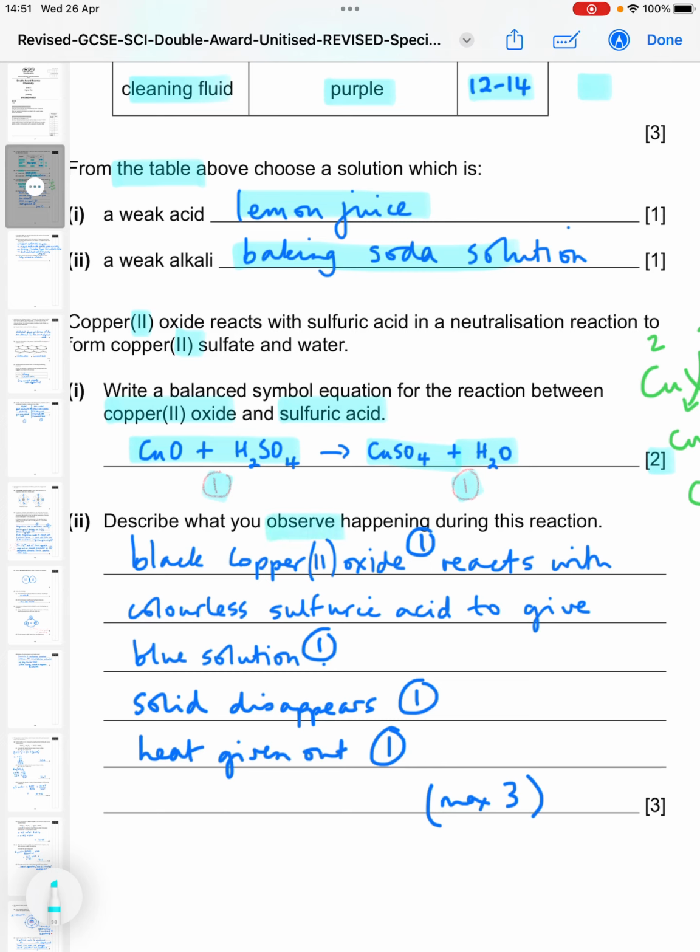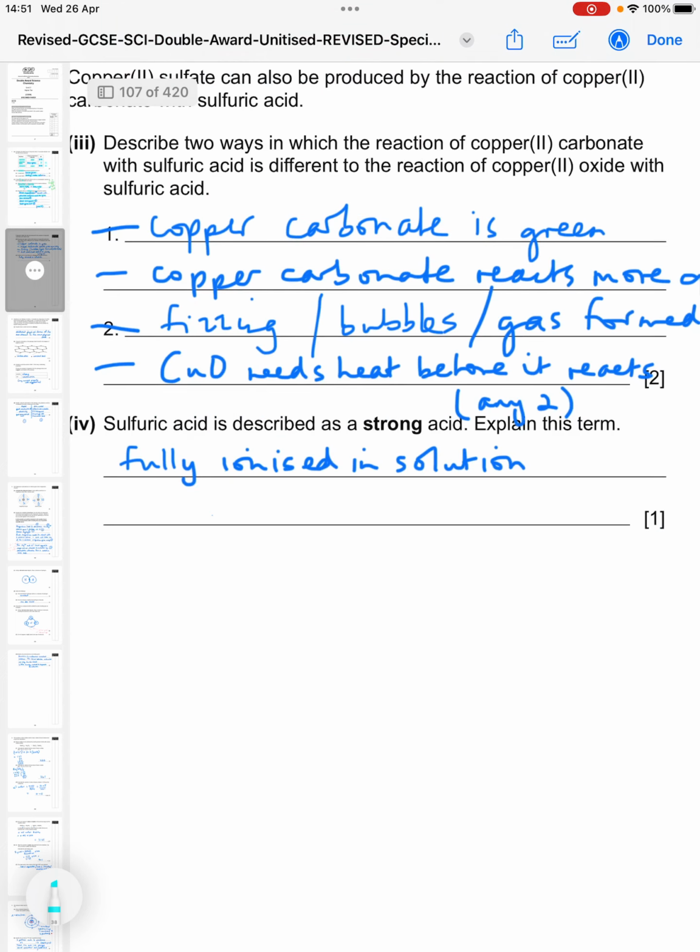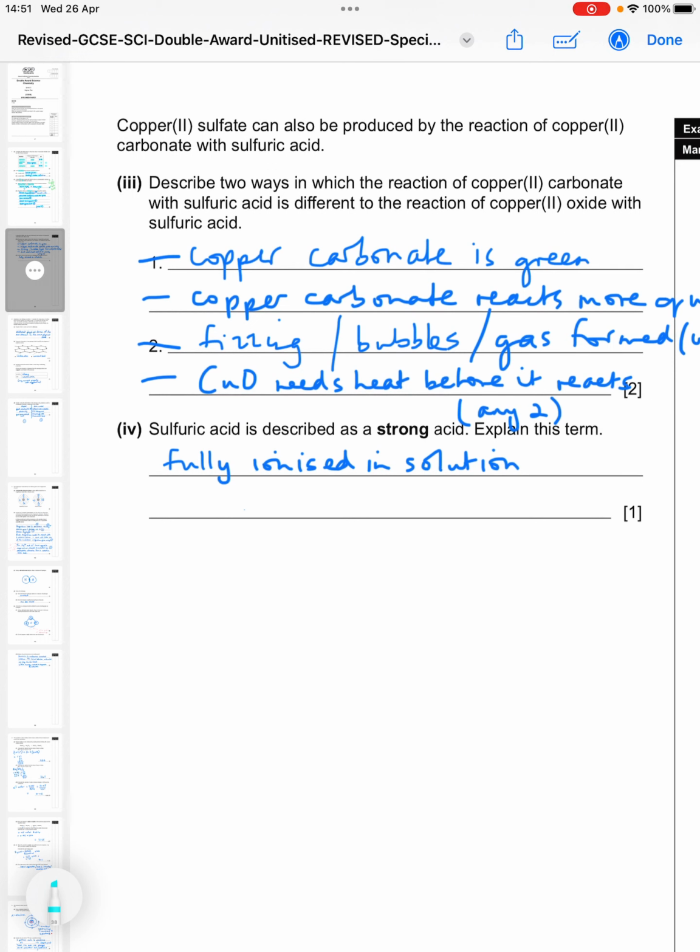Okay, so then describe what you observe happening during this reaction. So observations are anything you can see, you can feel, you can hear. So the first thing is that the black copper oxide, and there's 1 mark for mentioning the colour of it, reacts with the colourless sulfuric acid to give a blue solution. So the colour change there from colourless to blue. And remember, don't write clear, always write colourless if there is no colour. And then the solid disappears would get you a mark, and heat given out would be another mark, a maximum there of 3 marks for those observations.